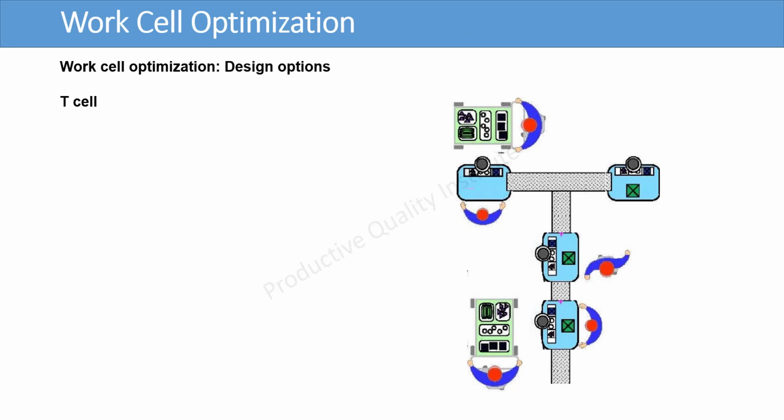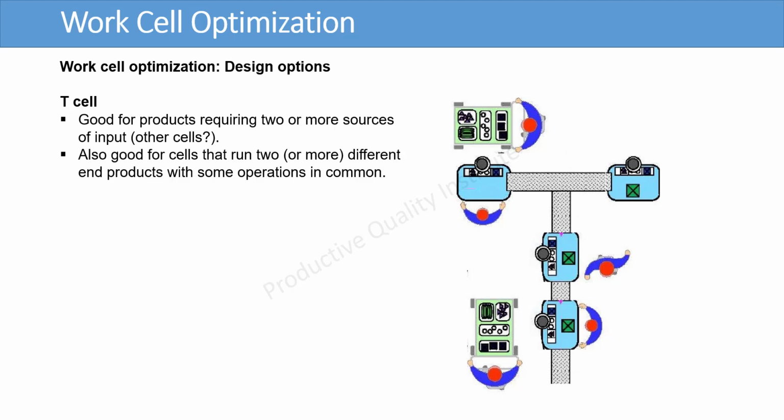T-cell is another design option of work cell optimization. It is good for products requiring 2 or more sources of input. Also, it is good for cells that run 2 or more different end products with some operations in common.